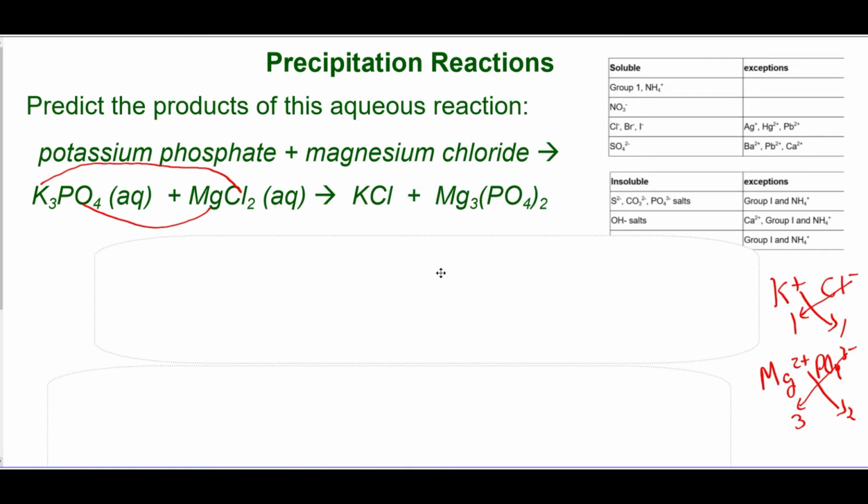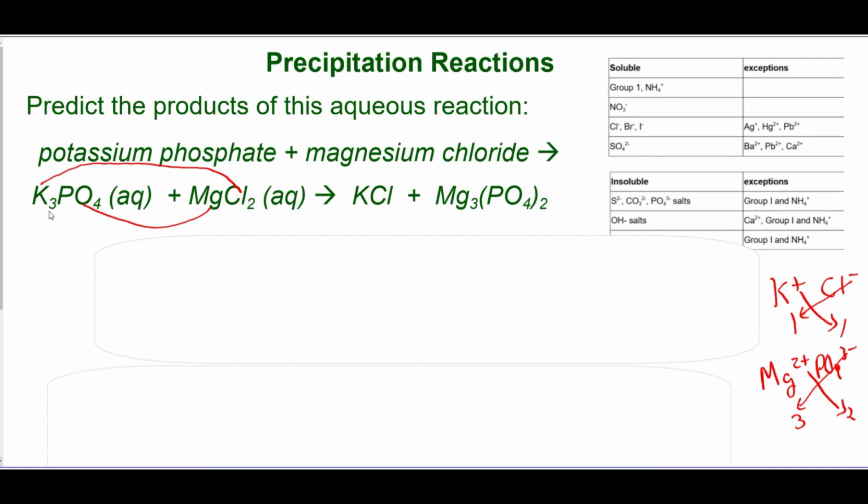Now we need to balance. Notice that we didn't care about the subscript 3 for this potassium or the 2 for the chloride. We just took those ions because they're floating around separately and crossed them to get our new formulas. But that means in order to obey the law of conservation of mass, we have to balance it.